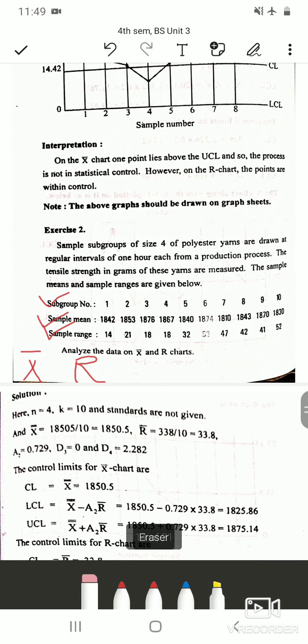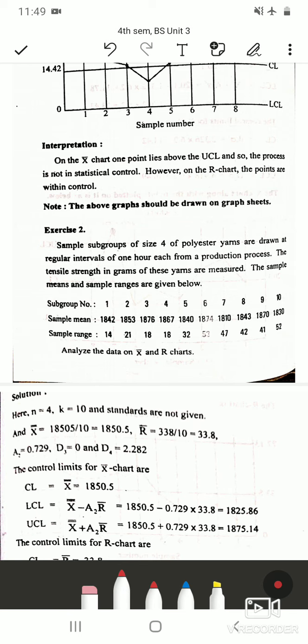Now they have asked to analyze the data on X bar and R charts, and you can see here the standards are not given. So first, our K is 10 because there are 10 subgroups, and they have given sample size to be 4 in the question. So your N is 4, K is 10.